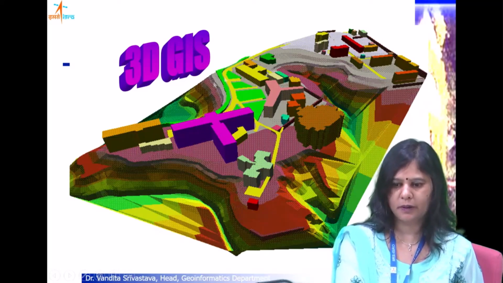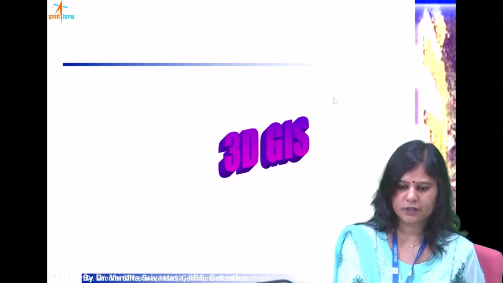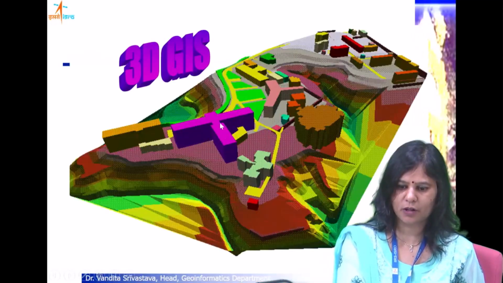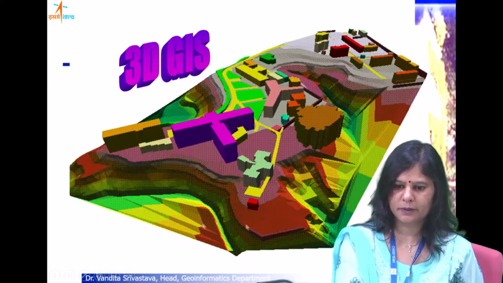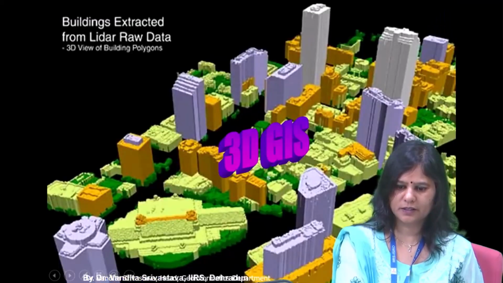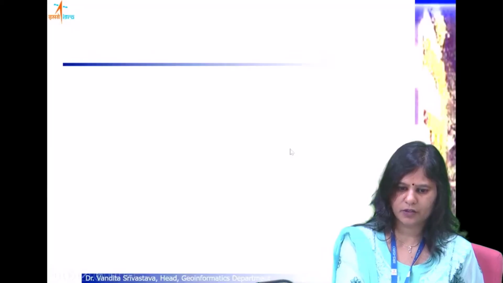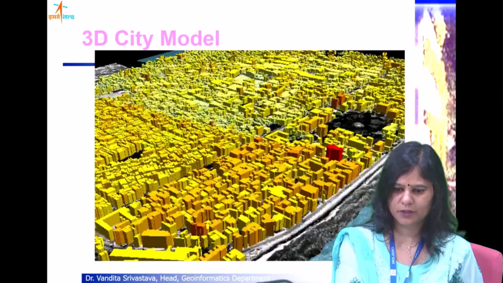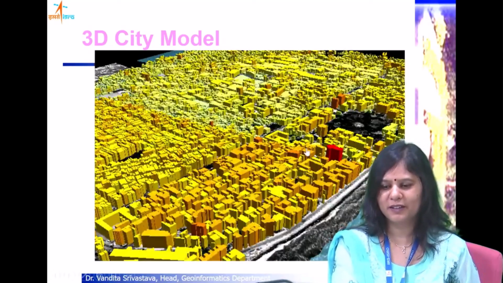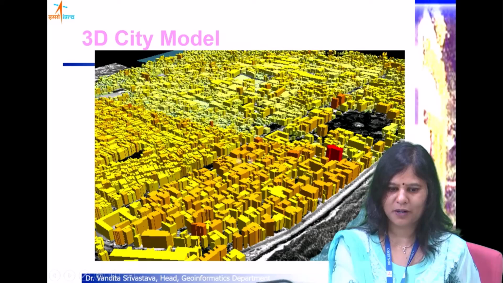And then you can prepare a 3D model of your campus, of a building, of a city. So this is a 3D model of the IIRS campus, and this is a 3D city model utilizing the LiDAR data, LiDAR point clouds. You can make a model of part of your city or the entire city or a colony. So this is the 3D model of part of the entire city, which is a coastal city.